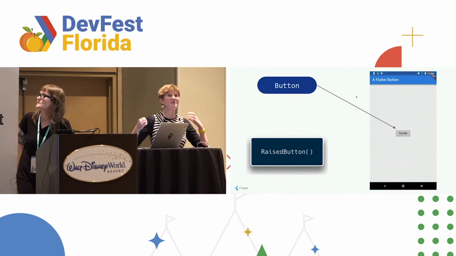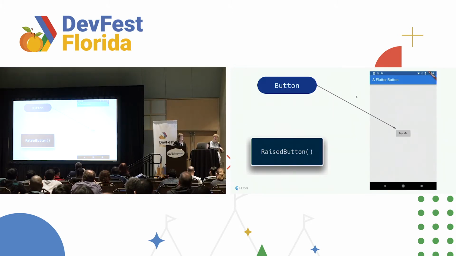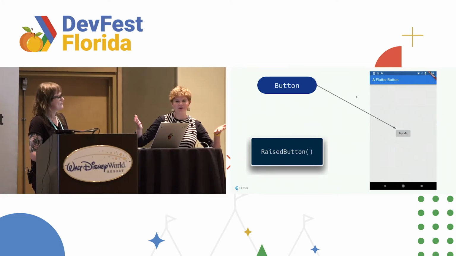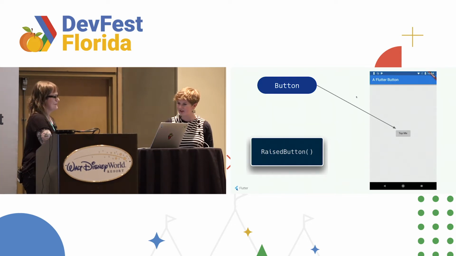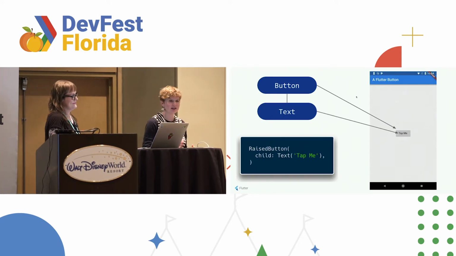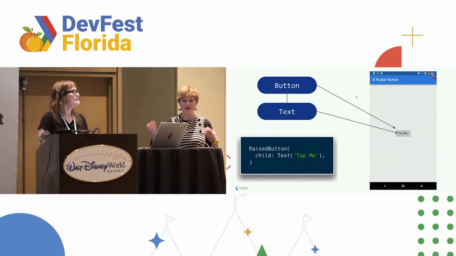So here we have a really simple Flutter app. Probably not one that's going to win any design awards, but it's good for explaining things. So we have a button at the center. And the way you write that in Flutter code is called a RaisedButton. So, all right, it's called a widget. And you see that on that button widget, there's some text.